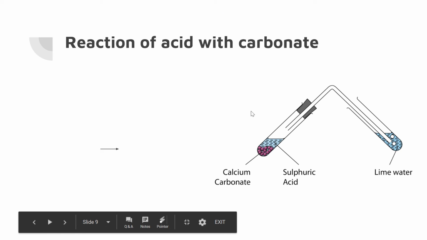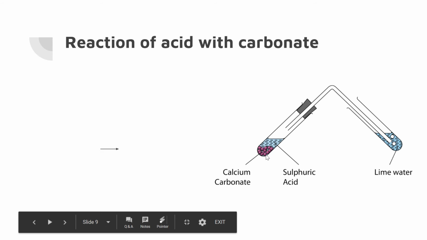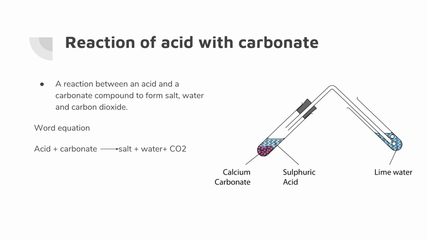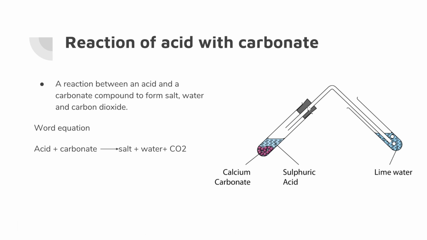The last type of reaction we're learning today is the reaction of an acid with a carbonate compound. In my diagram, I've reacted calcium carbonate with sulfuric acid. The reaction between an acid and a carbonate produces salt, water, and carbon dioxide. The salt produced here would be calcium sulfate, along with water and carbon dioxide, which escapes as a gas. If I allow carbon dioxide to pass through the test tube and bubble through lime water, it would turn cloudy, which detects the presence of carbon dioxide gas.